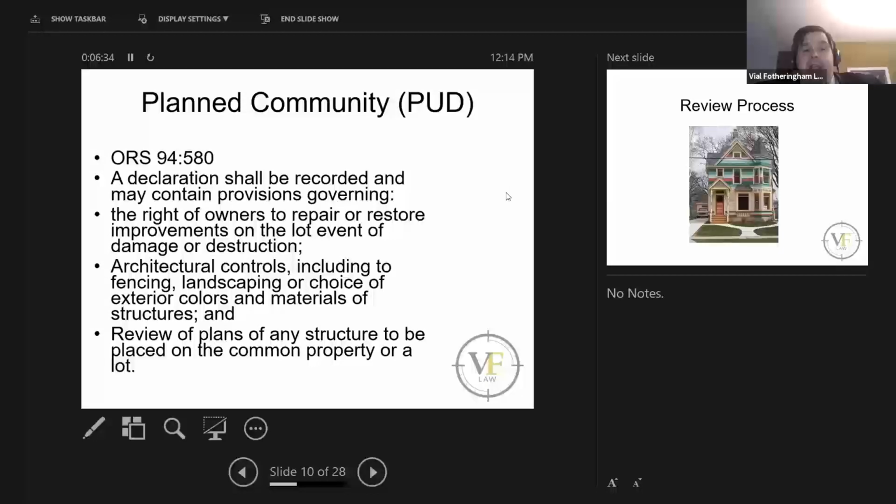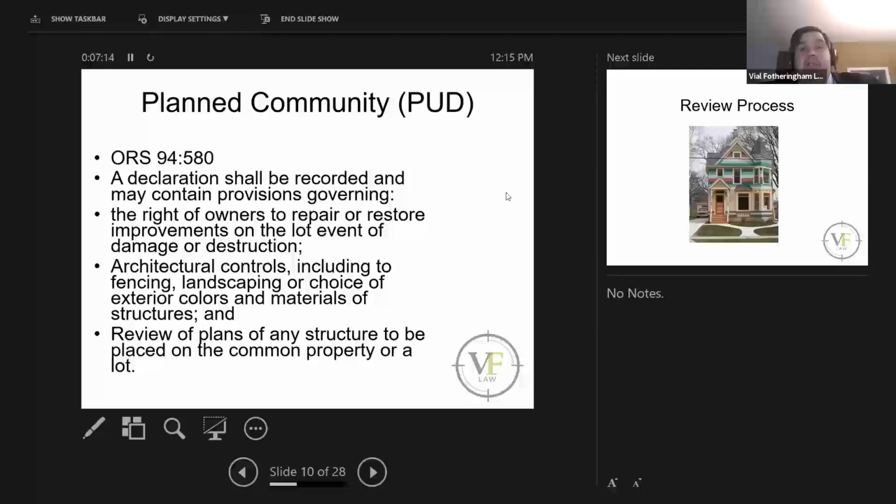The Planned Community Act talks about owners having the right to repair and restore improvements on a lot in the event of damage or destruction. Of course, that's targeted mainly at insurance, but it deals with architectural review as well, because if a property is totally destroyed, then the architectural review committee is likely going to have to get involved, particularly if there are going to be changes from the original design of the building or the colors or the materials.